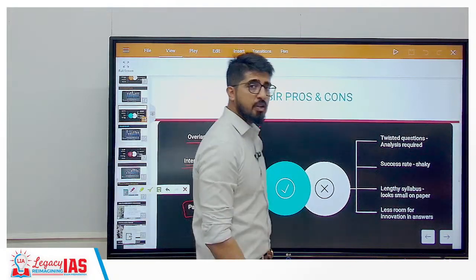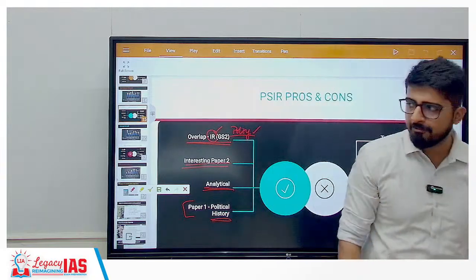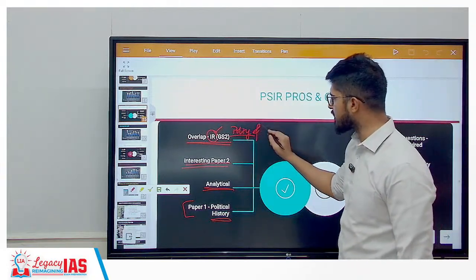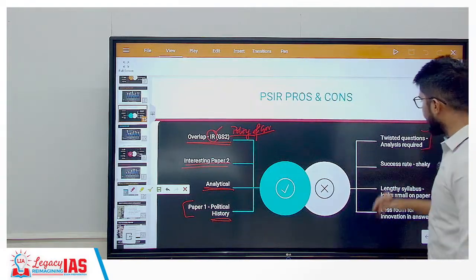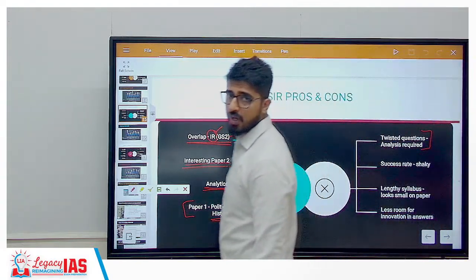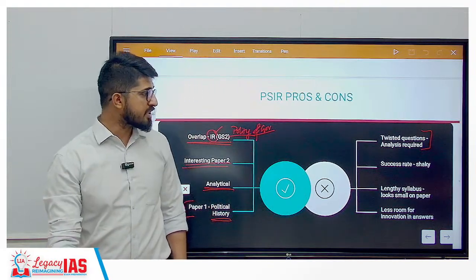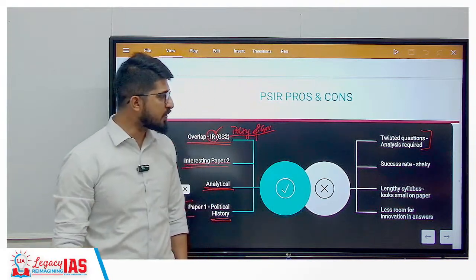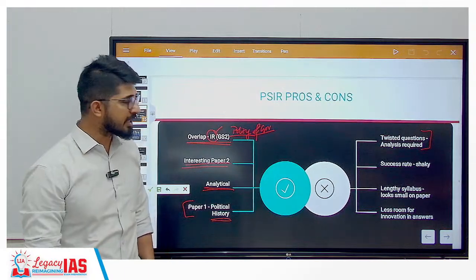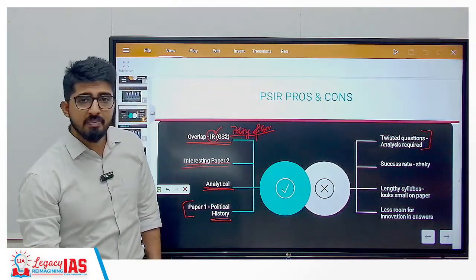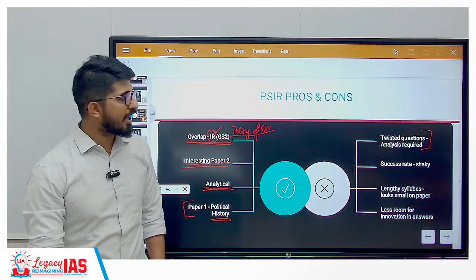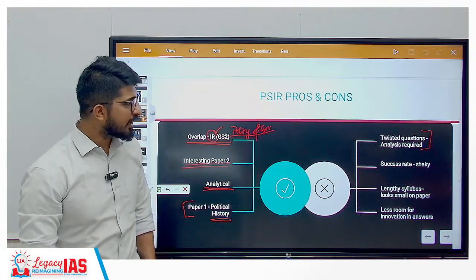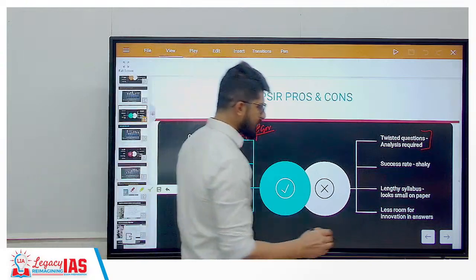Polity is the paper, the subject where there is an overlap with polity and governance to an extent. The cons are the twisted questions that you get. You get a lot of twisted questions. Analysis is required; you need to do quite a lot of analysis. You have to break down the questions into smaller pieces and then look at which chapter the question actually belongs to. That becomes a bit tough.